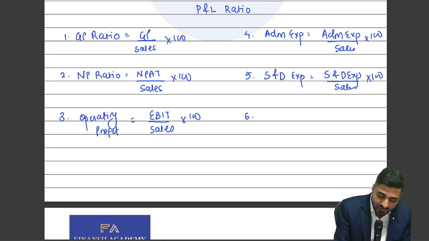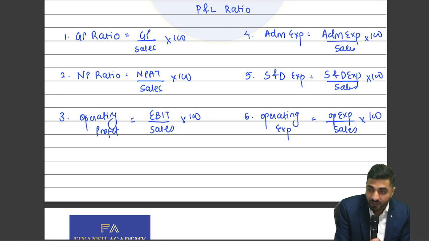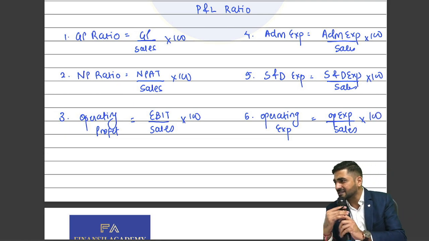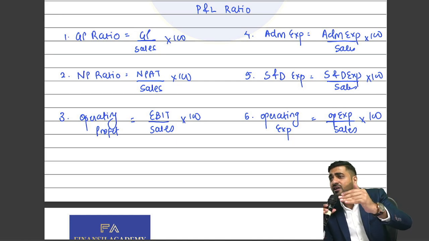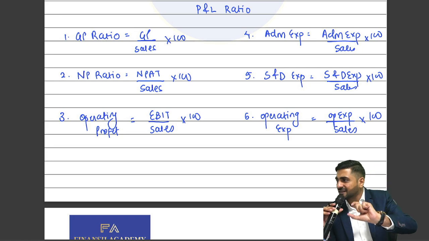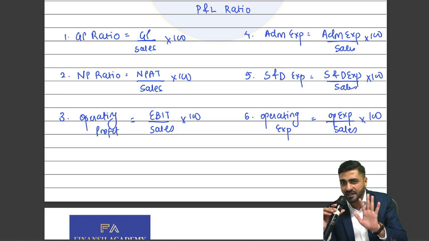And then we have something which is also called operating expense ratio. Now, what is operating expense ratio? We will take the list of operating expenses upon sales into 100. They will give you in the question the list of operating expenses, and they will tell you to calculate operating expense ratio. So I can take operating expense and divide that by sales into 100.